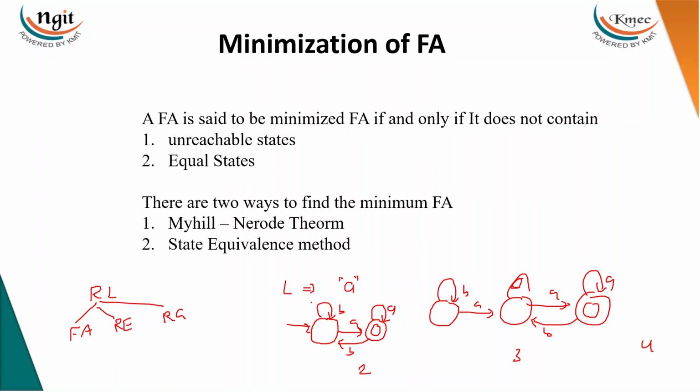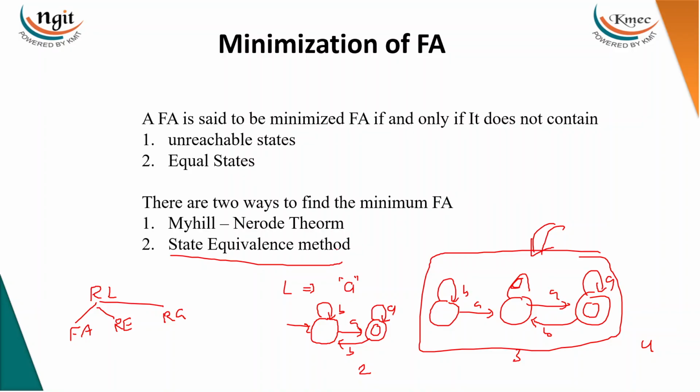But how to find the minimal one? You have done it with 3 states. These 3 states may or may not be minimal. How to find it? For that we use 2 techniques: one is the Myhill-Nerode theorem and another one is the state equivalence method. First of all, what does it mean by a minimal automata? It should not have unreachable states and it should not have equal states.